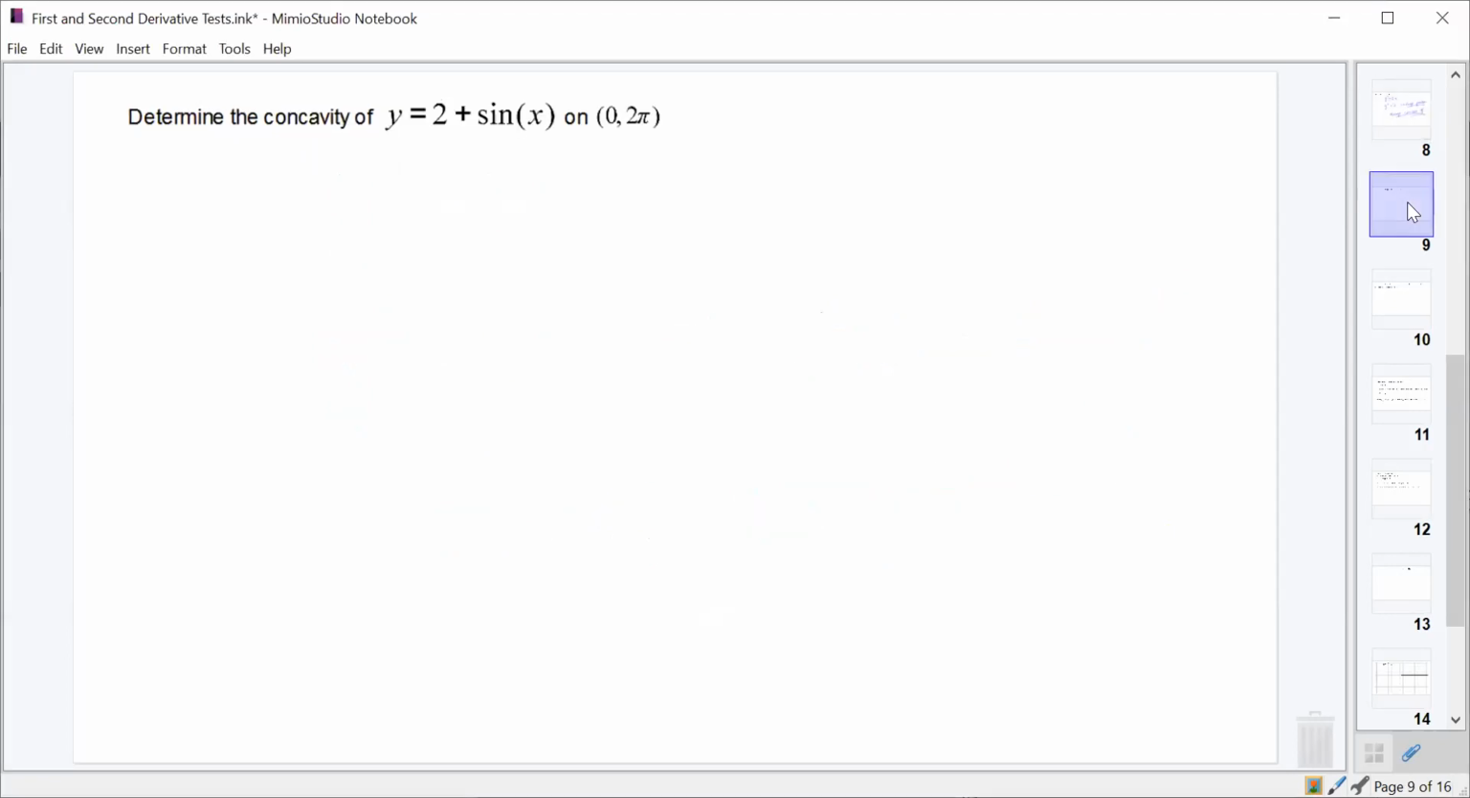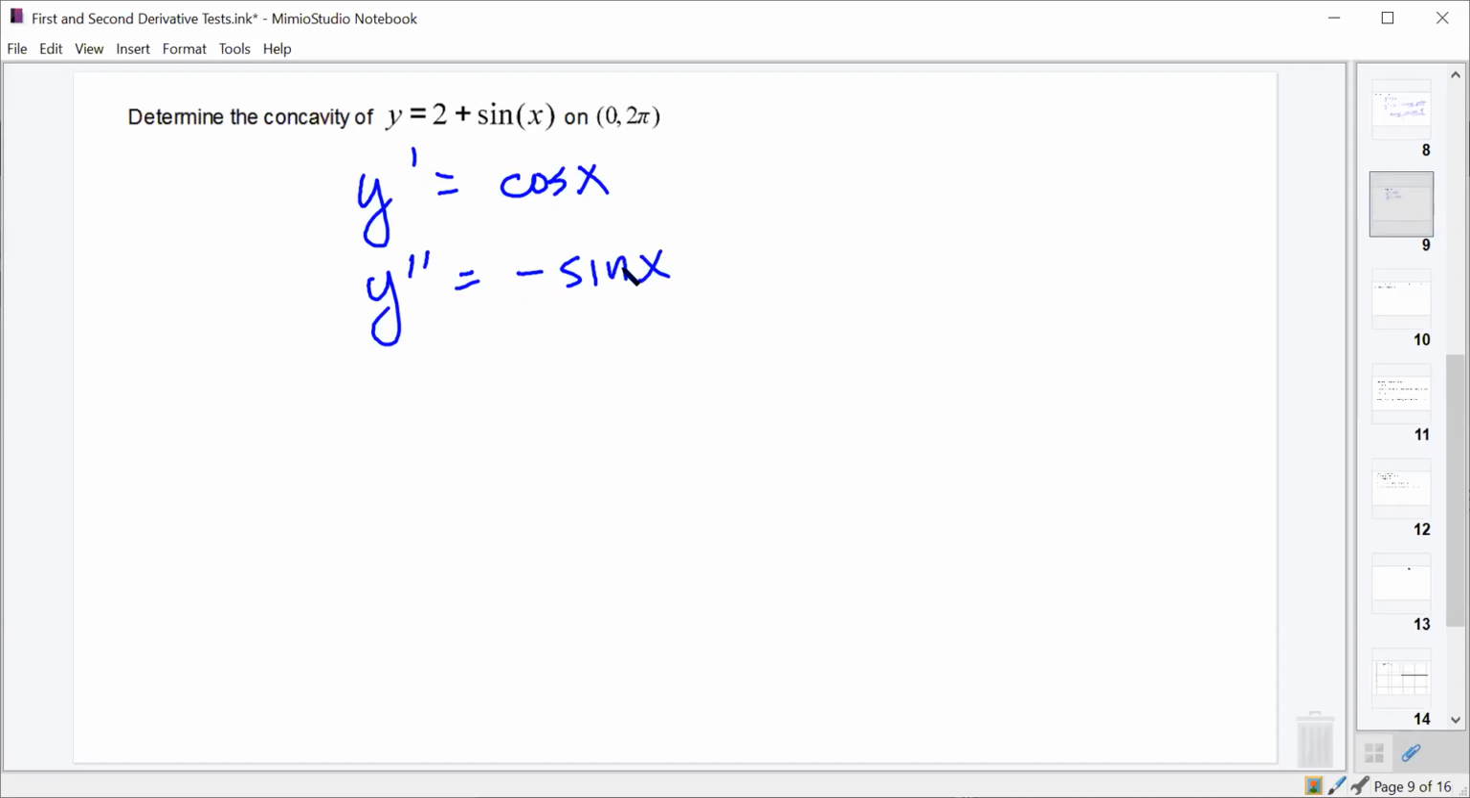Makes sense. Cool. All right. Let's take a look at this function, 2 plus sine x on the interval 0 to 2 pi. We want to determine the concavity on 0 to 2 pi of 2 plus sine x. So how are we going to do that? Find the derivatives. First derivative is what? Cosine x. And second derivative is? Negative sine x. Great.